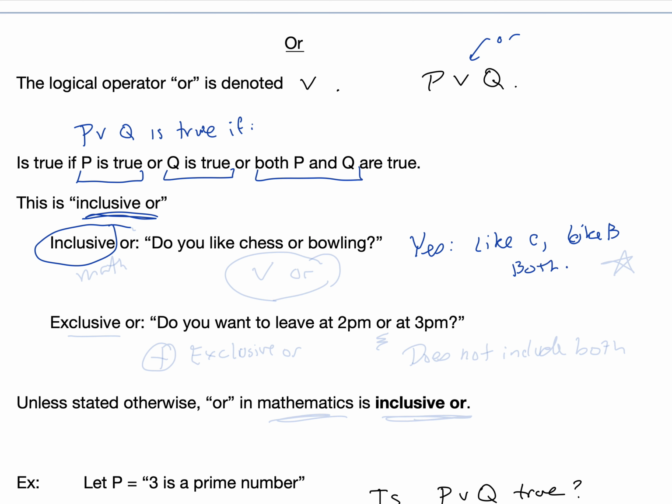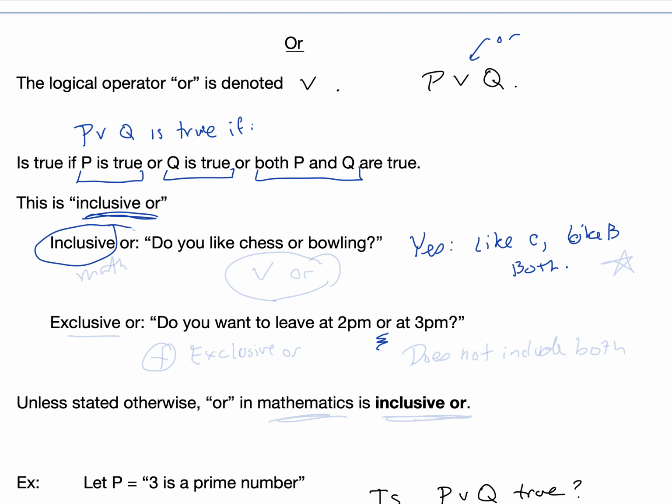You could say yes if any of those three things was true. Whereas, if your friend said, hey, do you want to leave at 2 p.m. or at 3 p.m.? And you said yes, that would be annoying, right? Because they're asking an exclusive or question. You want to leave at 2 or you want to leave at 3, but both is not a helpful answer for your friend.